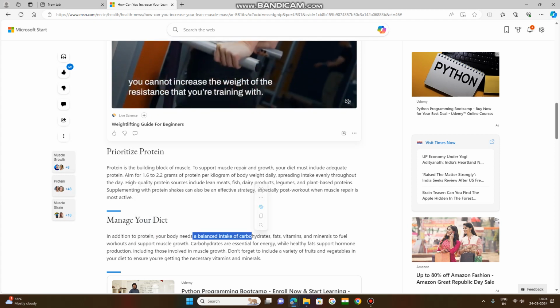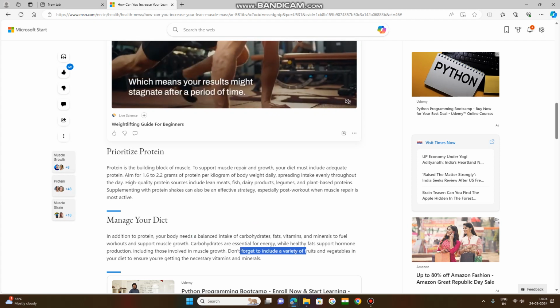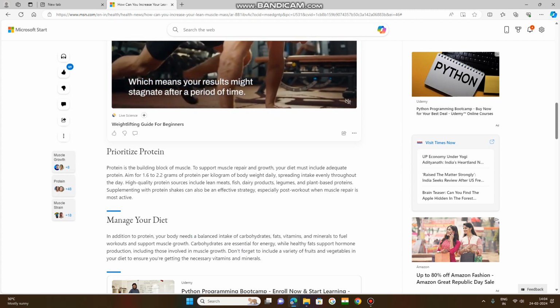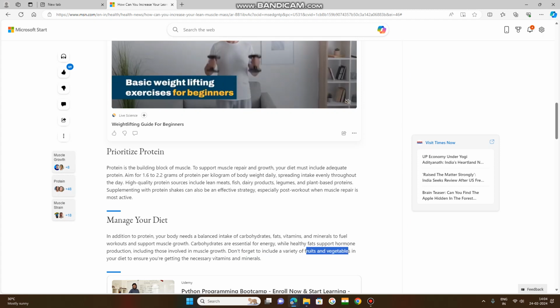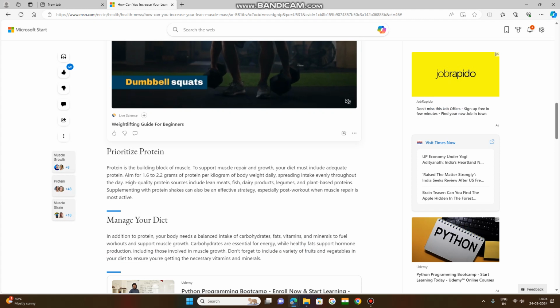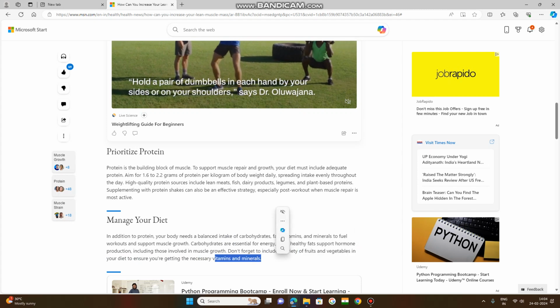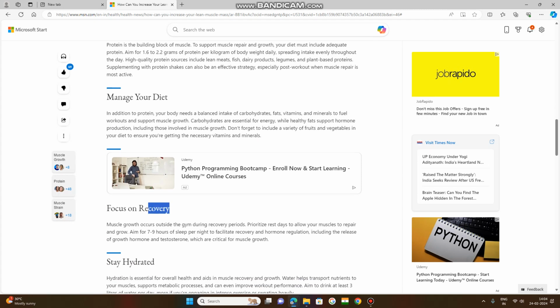Don't forget to add a variety of fruits and vegetables to your diet. You must ensure you take fruits and vegetables also, because from them you will get vitamins and minerals. Focus on recovery, that is very important.